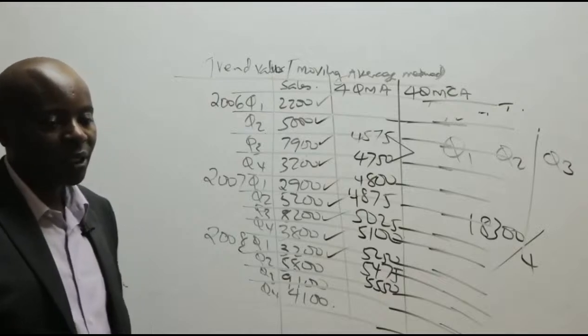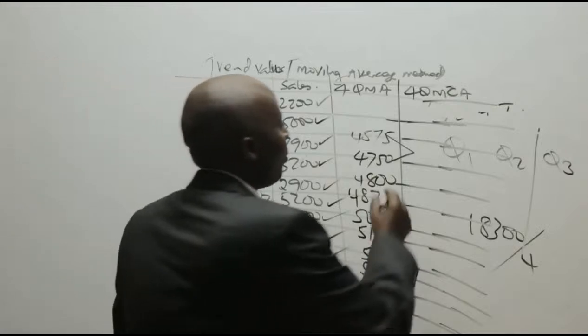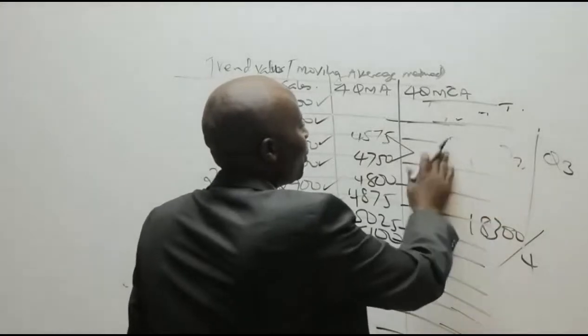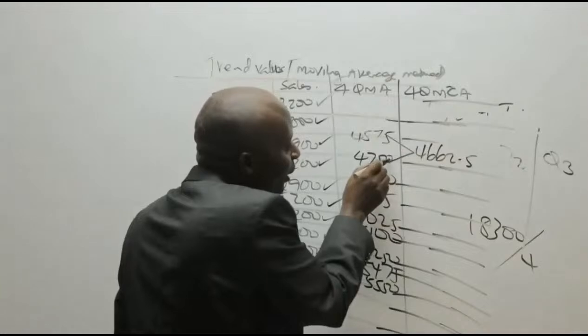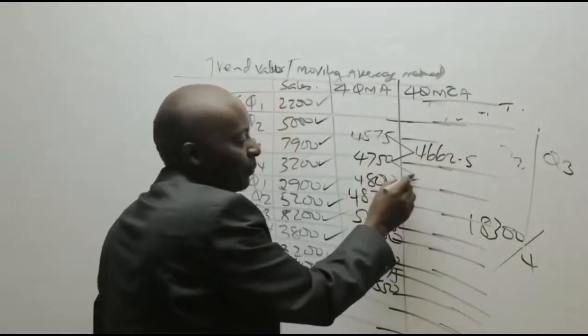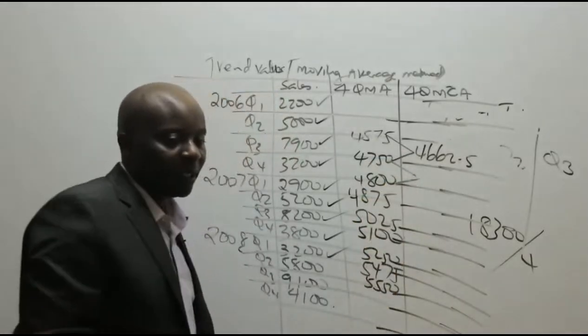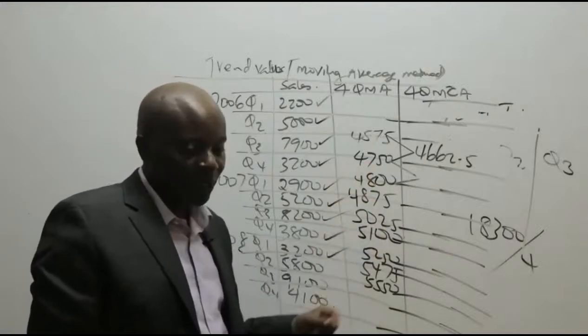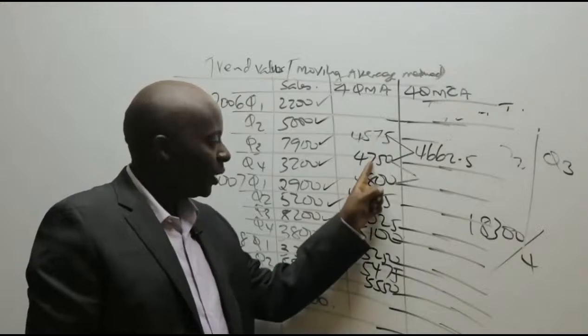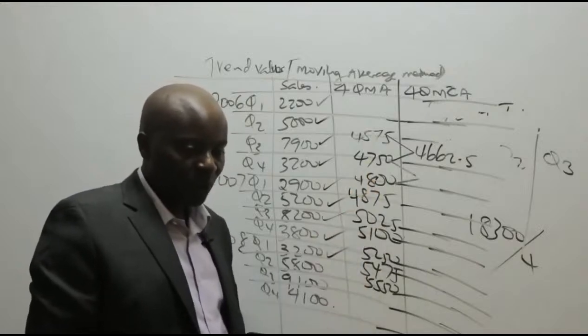So Doris tells me 4662.5. And then I will keep on centering them like that. Thank you very much, Rebecca. You take this plus this, divided by 2.